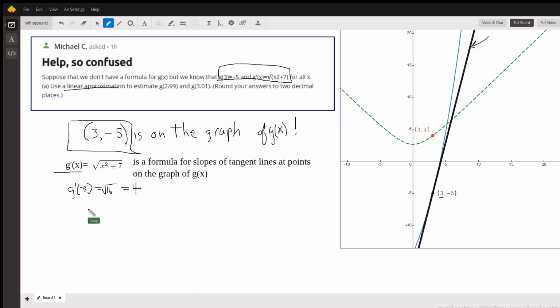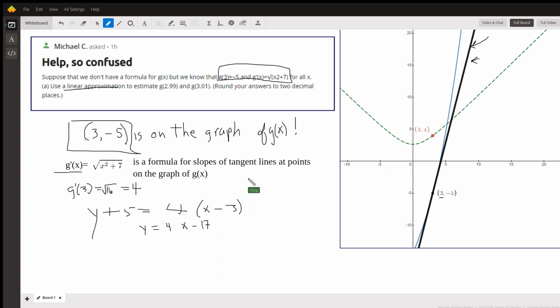Well, I would use point-slope. y minus y sub 1, where y sub 1 is -5. So y minus a -5 is y plus 5 equals the slope, 4, times x minus x sub 1, where x sub 1 is 3, the x coordinate of the point of tangency. So we can rewrite this as y equals 4x minus 12 minus 5, which is minus 17. That's actually the equation of this black line right here, 4x minus 17.